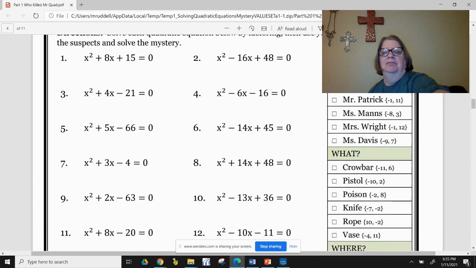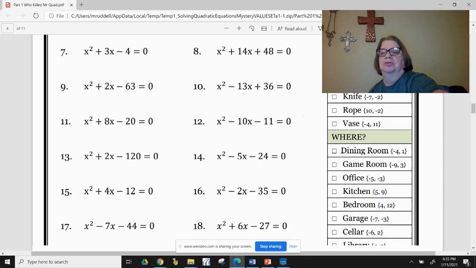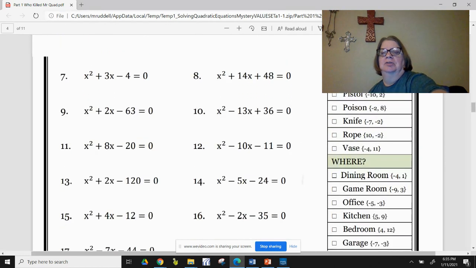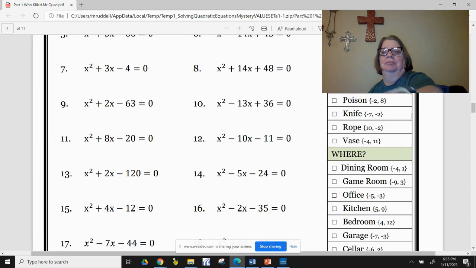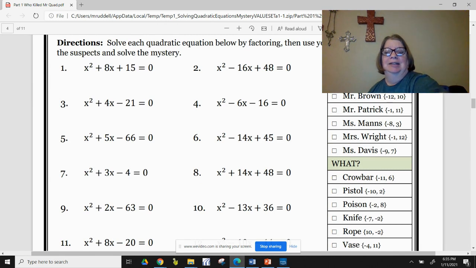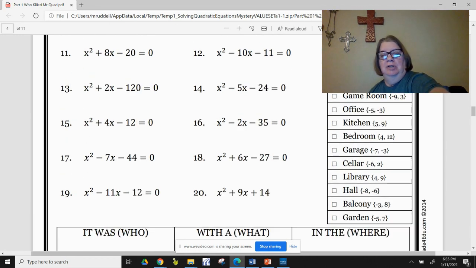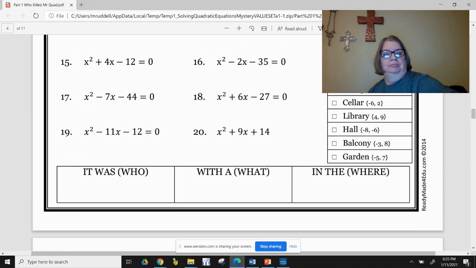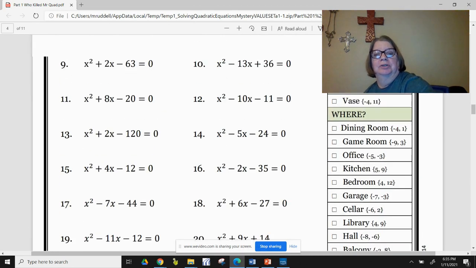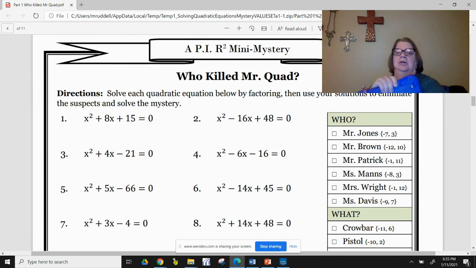So as you solve these, when you find your solutions, do you see the ordered pairs that are by each name? You're going to mark those off. Each time you solve the equation, you're going to find the solutions, match it to the ordered pair, and mark those off. When you finish, you'll have one suspect left, one weapon left, one location left. So it was who with the what and the where. So it's kind of like Clue. We got to figure out who killed Mr. Quad. We'll be doing different parts of this mystery all through solving quadratic equations. It's going to be kind of fun.